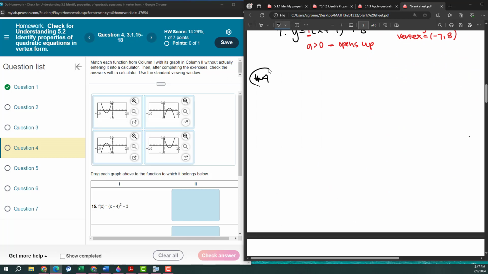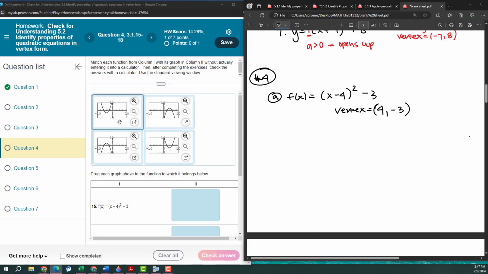Number 4. So I'm just going to put A instead of 15. I'm not sure why it's 15. So f of x equals x minus 4 squared minus 3. So our vertex here is going to be +4, because remember our format is where x is minus h and this one is minus. And then our y is -3.